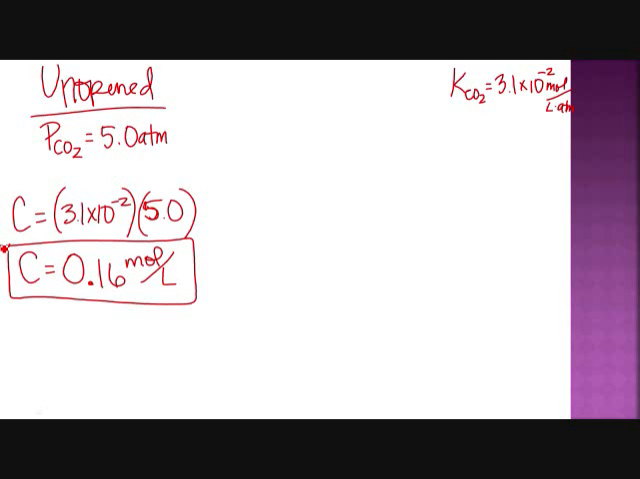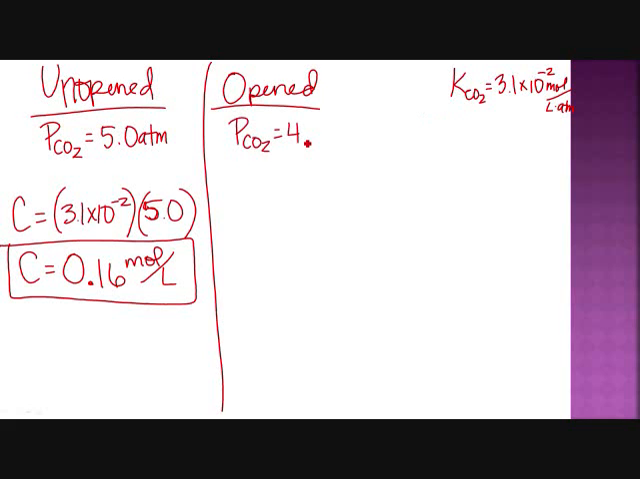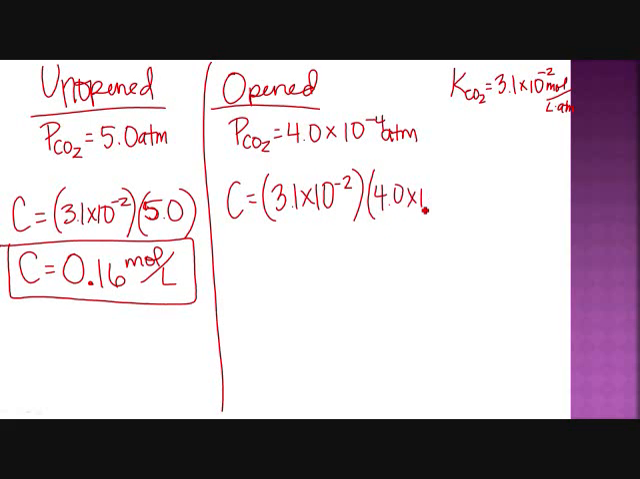Now let's compare that to when it's been opened. We know the partial pressure of carbon dioxide in the atmosphere. When it is not a sealed container anymore, the partial pressure is 4.0 times 10 to the negative fourth atmospheres. We're going to use the same equation and the same constant again, because it's still the same substance. So we'll take 3.1 times 10 to the negative 2 times 4 times 10 to the negative 4.